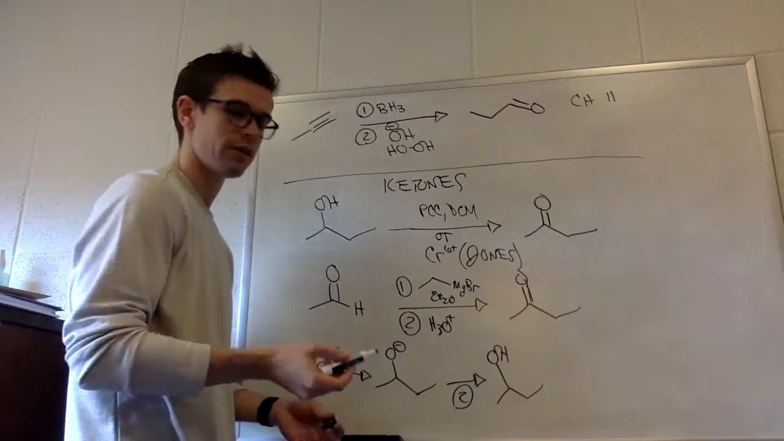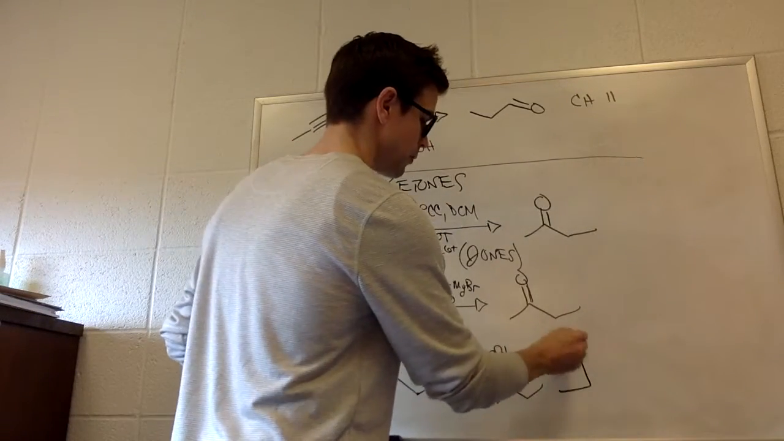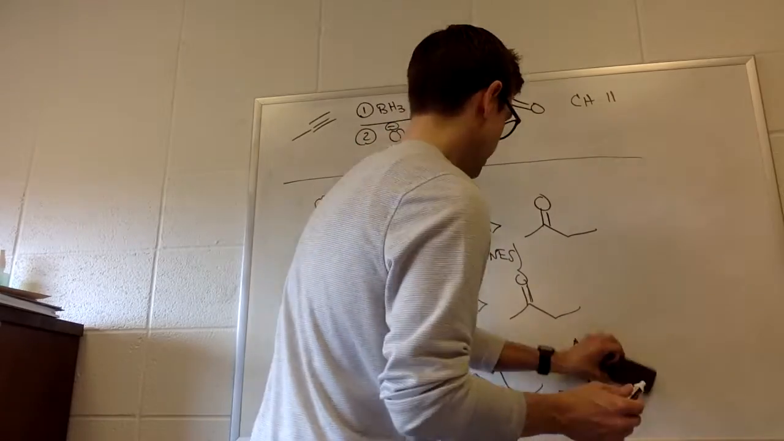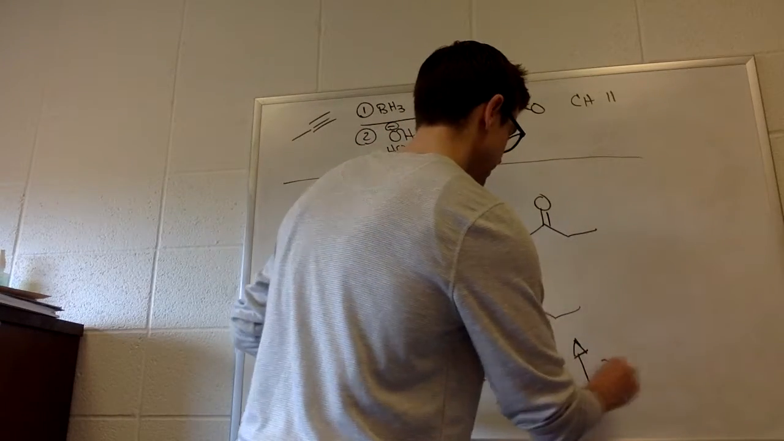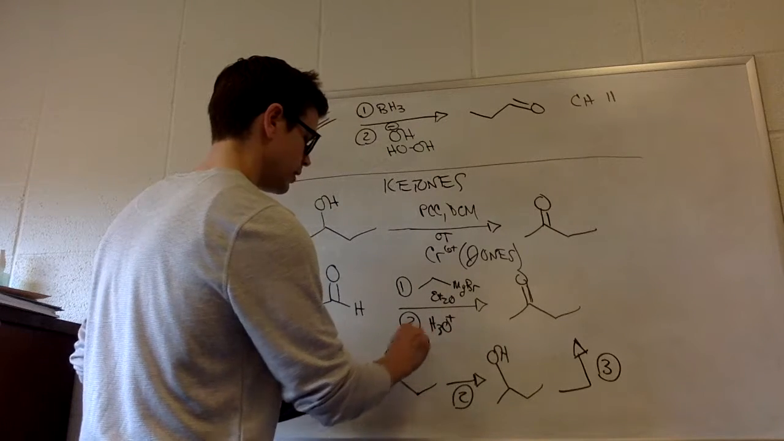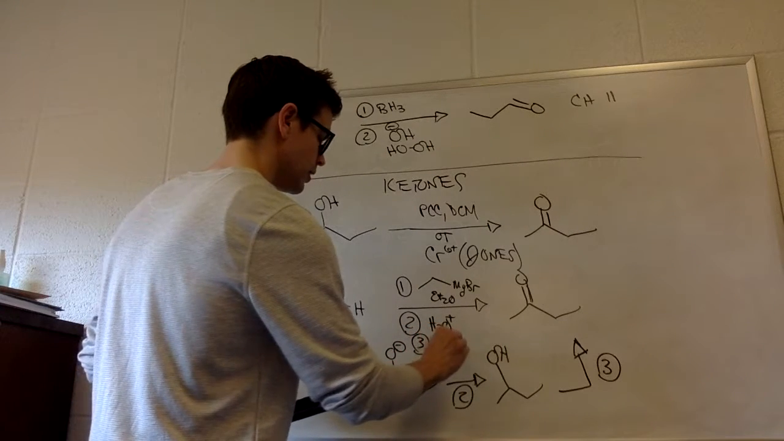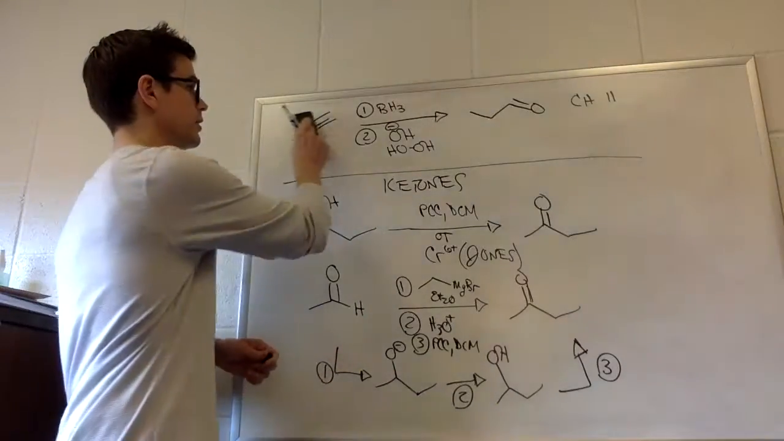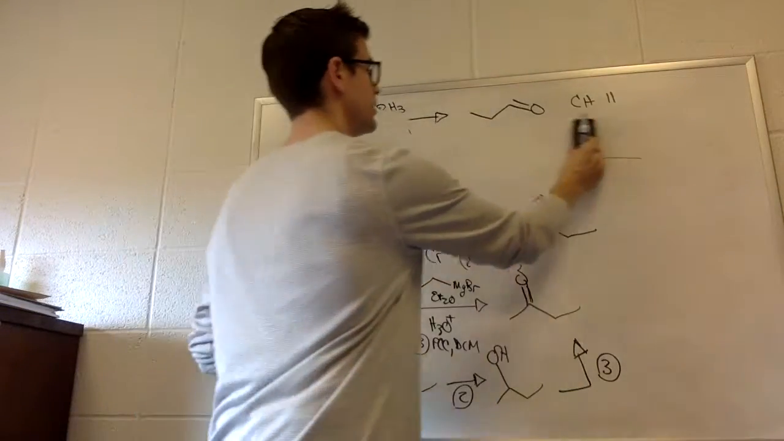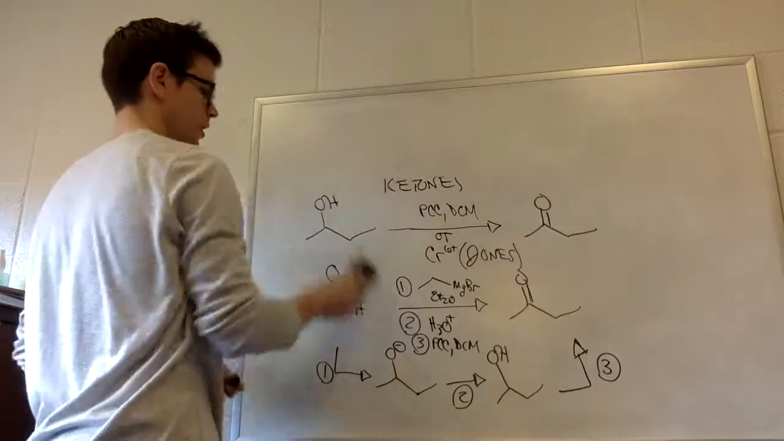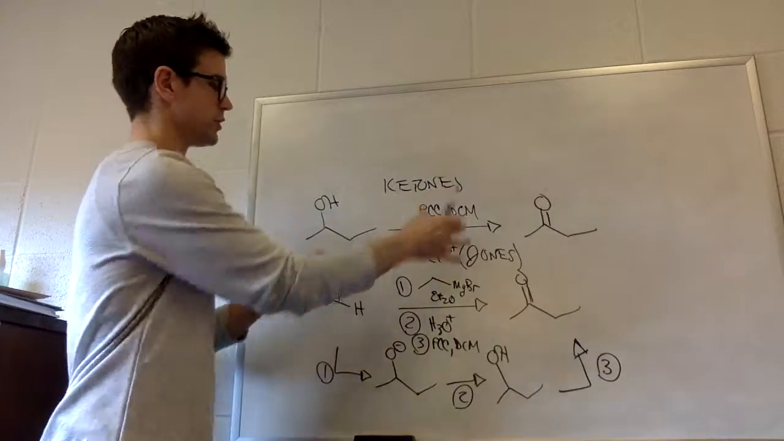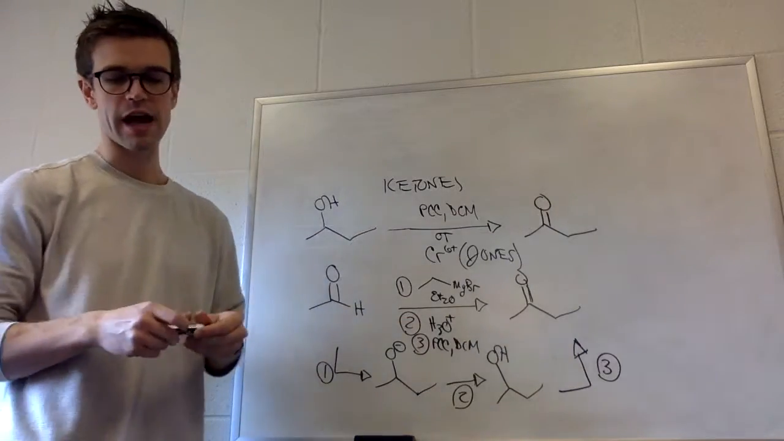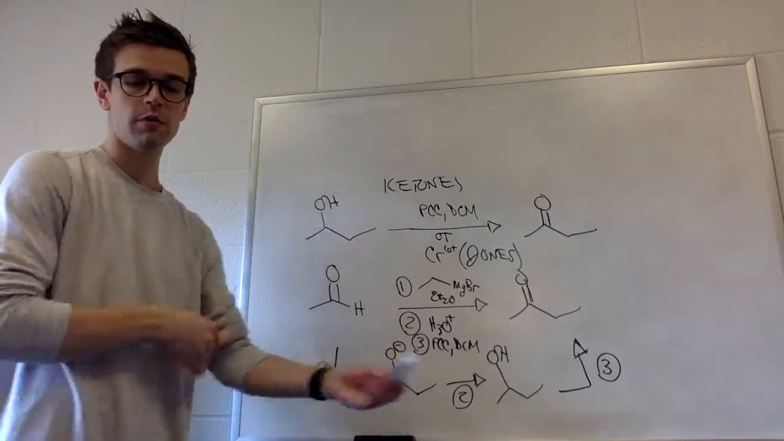And then the last step is going to be the same as above. We're just going to oxidize this with PCC. So we're going to write 3 here, PCC, and dichloromethane to make our product. So that is another way to make ketones. So this first way is just an oxidation reaction. This way, we had to do multiple steps to actually add carbons to the molecule.